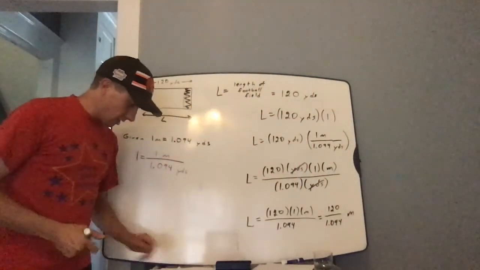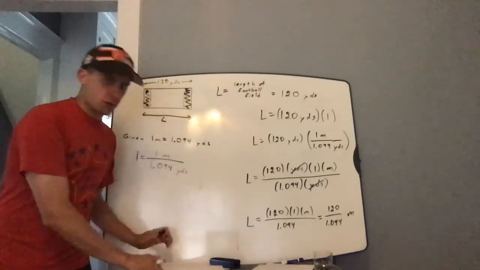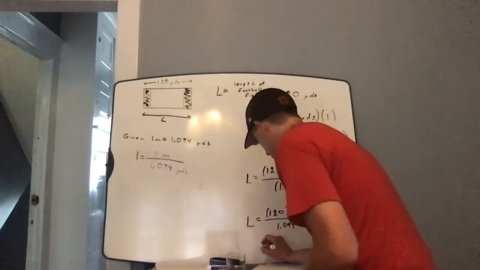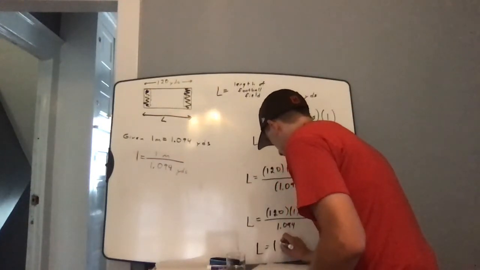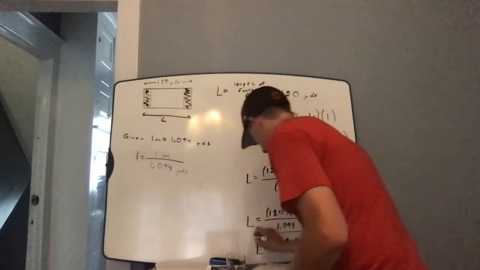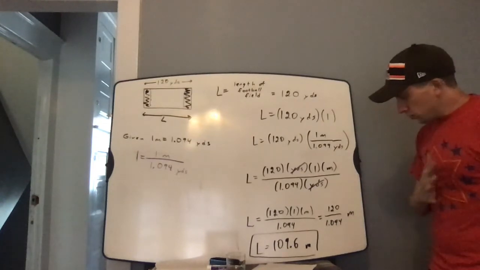And I'll get the number of 109.6 meters. So I find the length of a football field is equal to 109.6 meters. Okay, we're done with this.